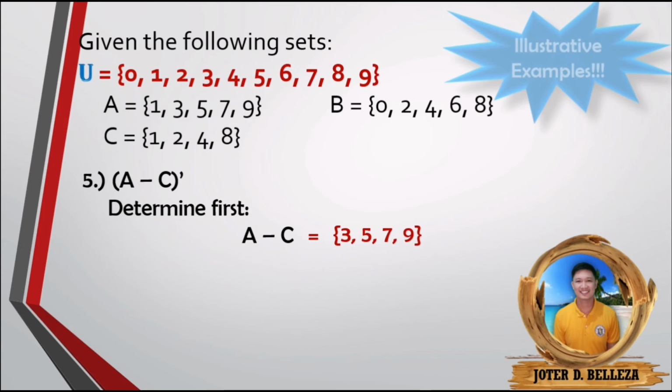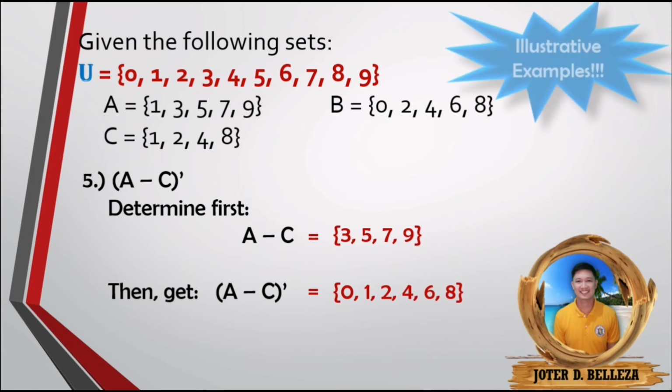Okay. Now, that's the time after having the difference of A and C that we can determine the complement of their difference. Okay? So, let's go back to the universal set U. What elements of the universal set U are not found in the difference between A and C? Okay, correct. Meaning to say that the complement of the difference between A and C is a set containing 0, 1, 2, 4, 6, and 8. Okay? So I hope that everything is clear about set complement.